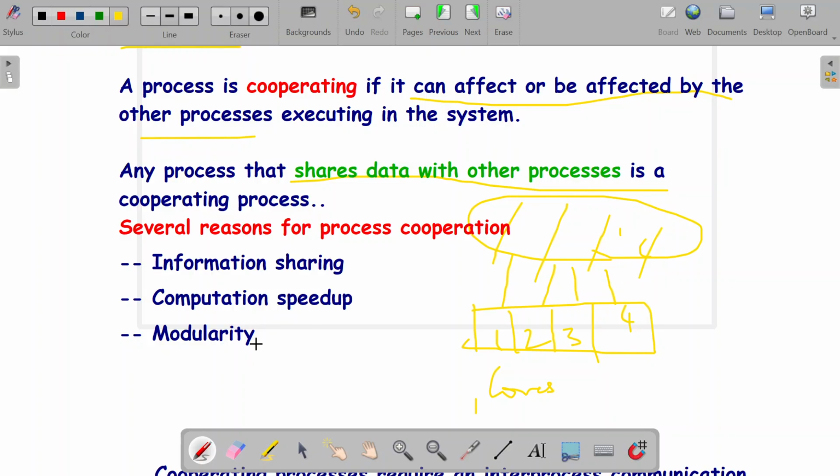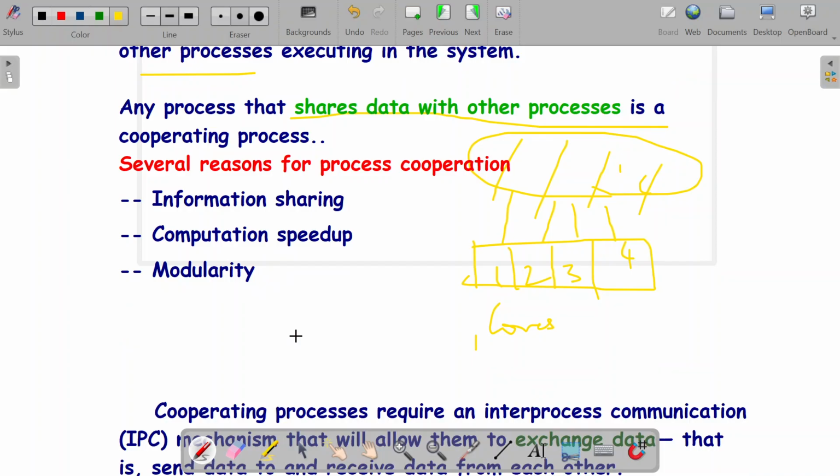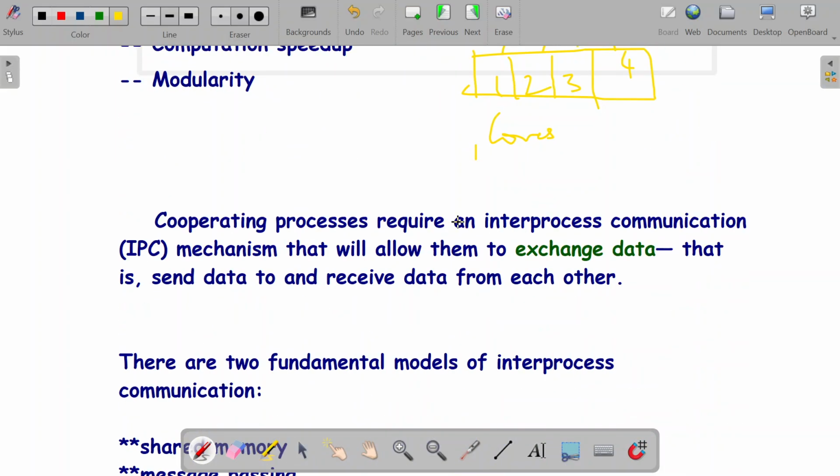And the next one, modularity. For simplifying my work, I make it as functions to implement reusability. So then there is a need for sharing the data among processes. So a cooperating process requires an inter-process communication mechanism, that is IPC, that will allow them to exchange data. Exchange means send data to and receive data from each other. These two processes are cooperating, so they should have a proper mechanism to exchange data among them.